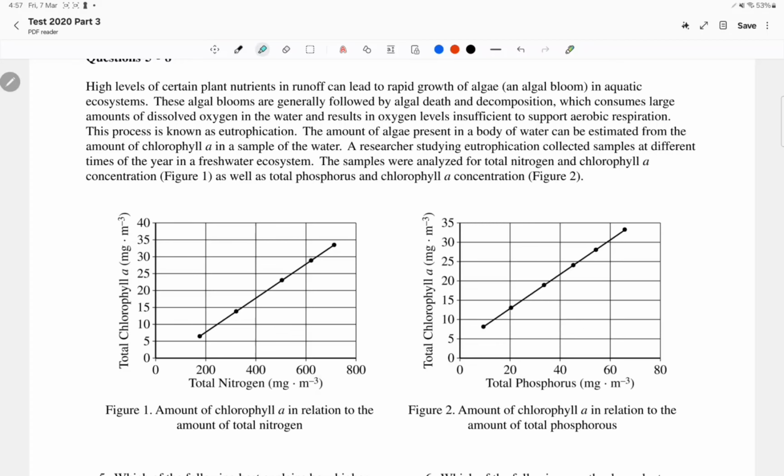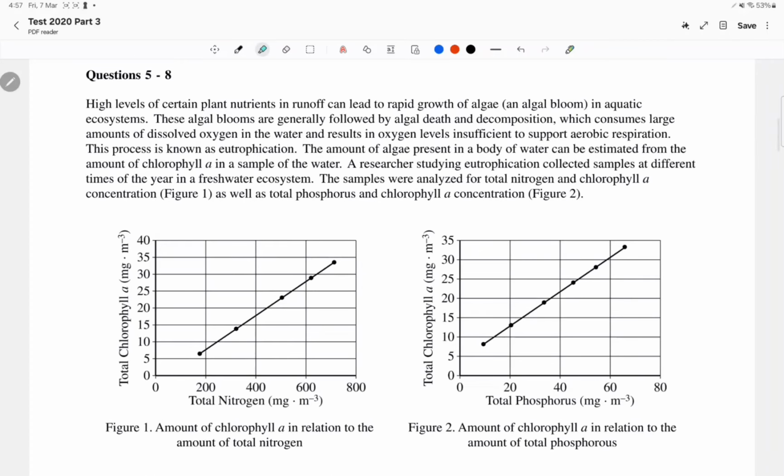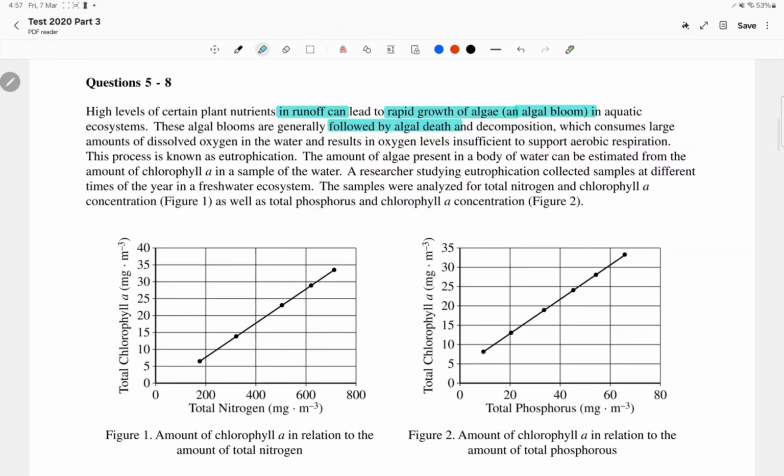Okay. High levels of a certain plant nutrient in runoff can lead to a lot of algae growth, which is called algal bloom in aquatic ecosystems. Now, when the algae overgrow, they will also die in big numbers. And they will break down or essentially decompose. As they decompose, this will use up large amounts of oxygen in the water. And this will make oxygen levels low in the water. Therefore, aerobic respiration is not going to be supported. This whole thing is called eutrophication.